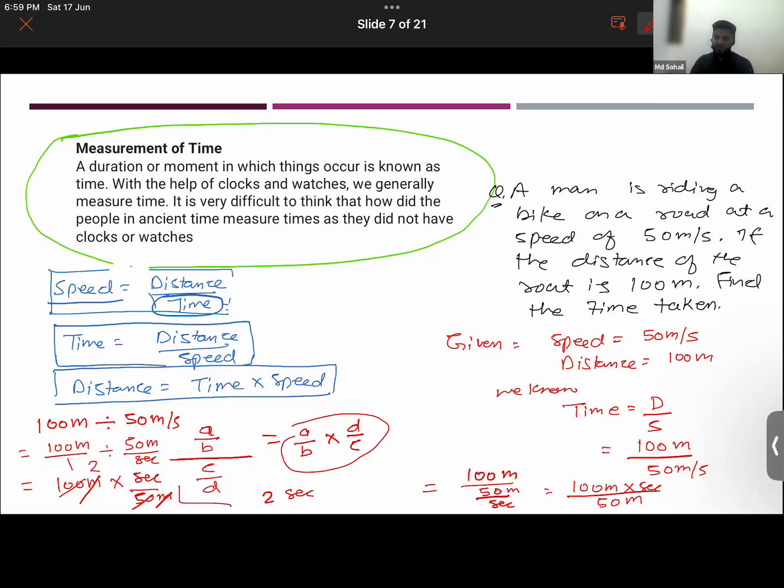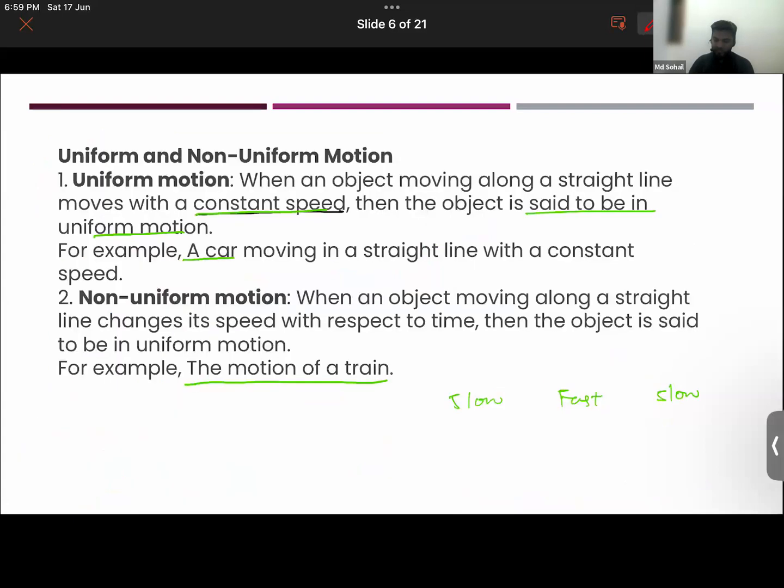Since the speed is 50 meter per second, it is obvious the time is not going to be in minutes. So time will also be calculated in seconds. Okay. Now solve one more question.